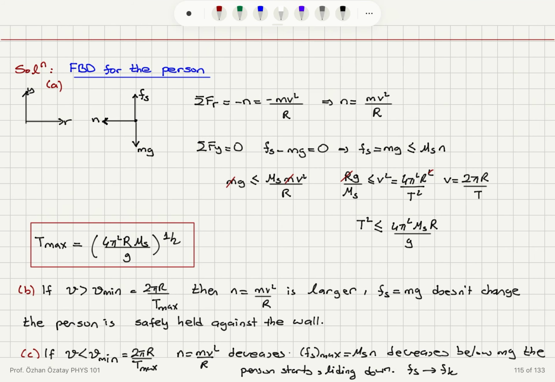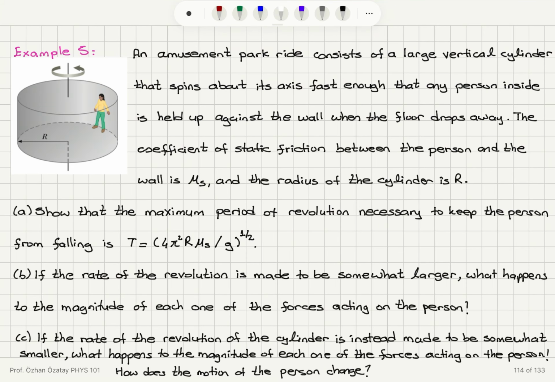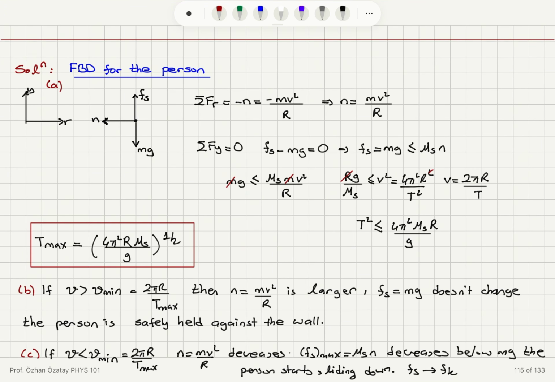Okay, so basically these are the 5 examples we have gone through to investigate the force that is responsible for the centripetal acceleration in the circle.